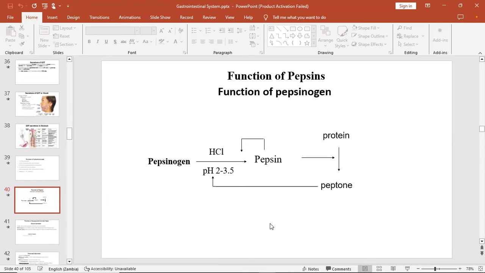So now pepsinogen is going to be cleaved with the help of the acid known as hydrochloric acid in the pH ranging from 2 to 3.5 to produce what we call pepsin. Then this pepsin will further go and act with the protein, to be more precise, the collagen, to produce what we call peptone. This peptone can go back and increase also the pH.